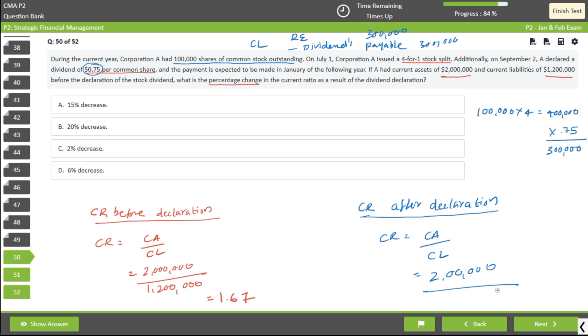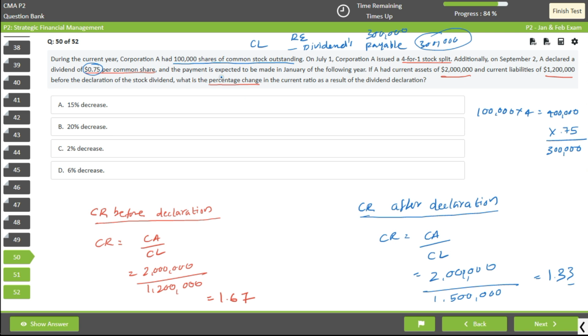So before, it's 2 million, right? Okay. So before the current liabilities was 1.2, now the current liabilities has increased by 300,000. So 1.5 million. So if it is 1.5 million, the current ratio after declaration comes to be 1.33.